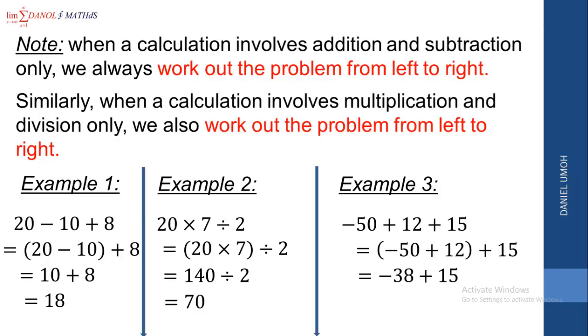So minus 50 plus 12 gives us minus 38. Then the plus 15 is brought down. So minus 38 plus 15 now gives us what? Minus 23. It's as simple as that.